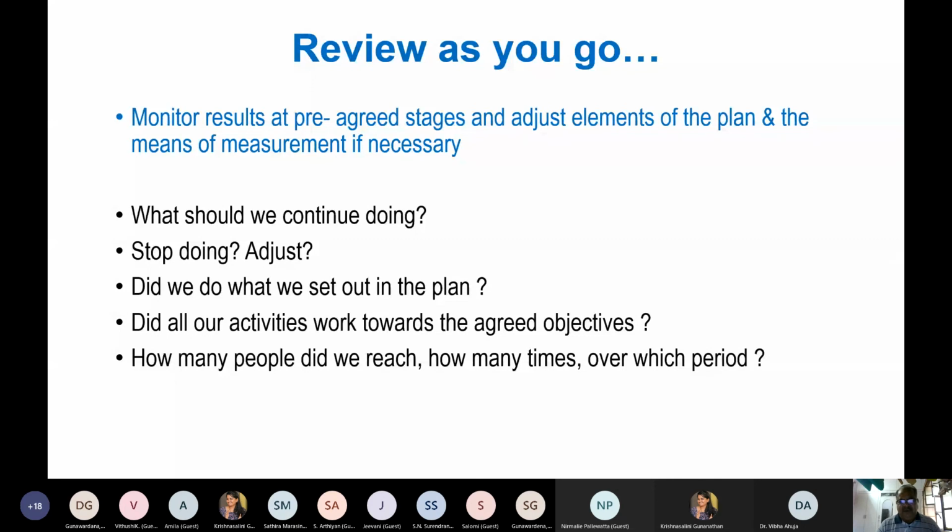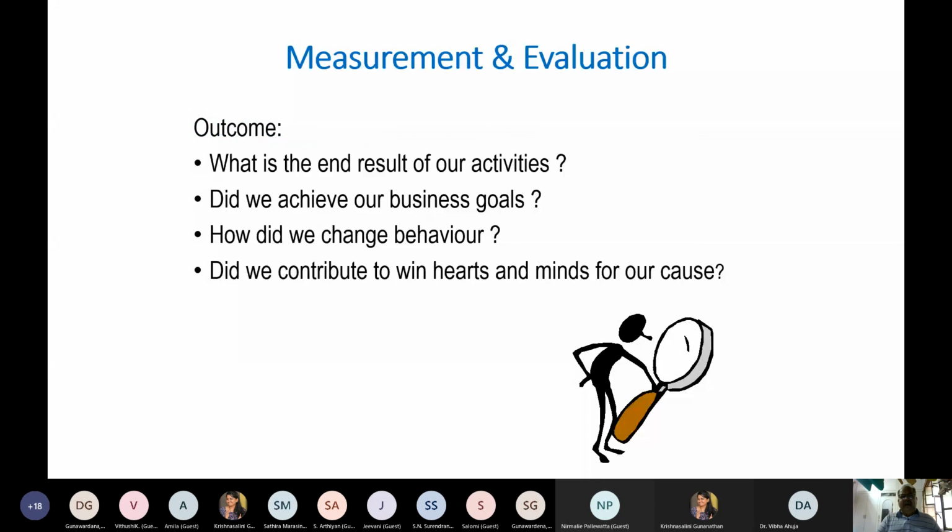And how many people did we reach? Etc. These are the kinds of things which we must continue to confabulate with ourselves and among ourselves within our scientific community, as well as with those who are able to guide us. And then finally, we measure and evaluate our outcome as what is the end result of our activities.